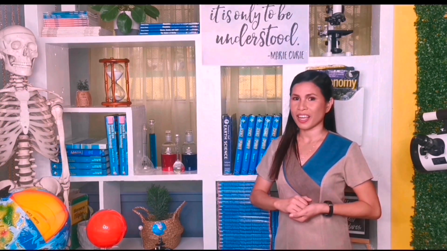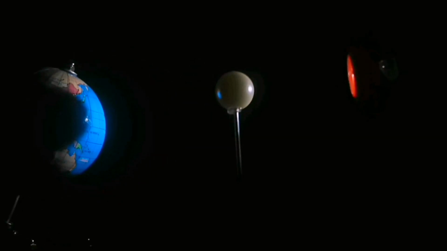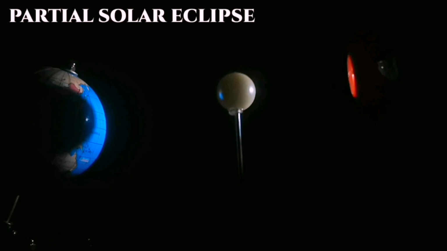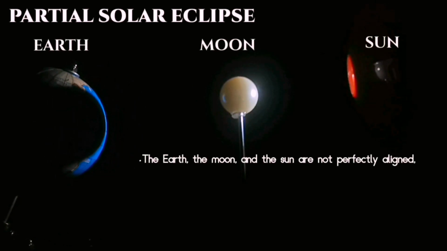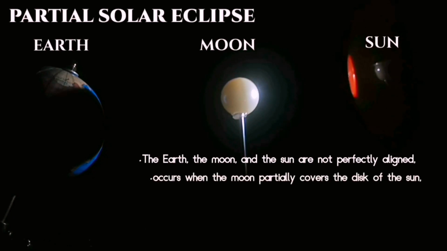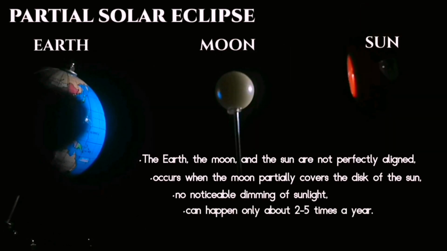While the penumbra is the lighter part of the Moon's shadow formed on Earth, where a partial solar eclipse is seen. Again, during partial solar eclipse, the Earth, Moon, and Sun are not perfectly aligned. And it occurs when the Moon partially covers the disk of the Sun, and there is no noticeable dimming of sunlight. This occurs 2 to 5 times a year.